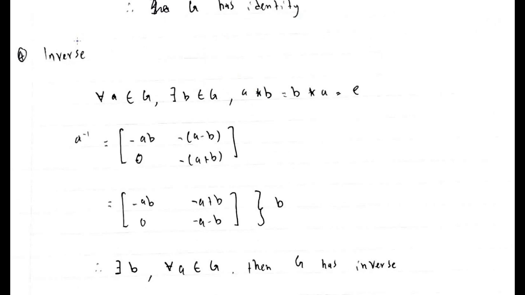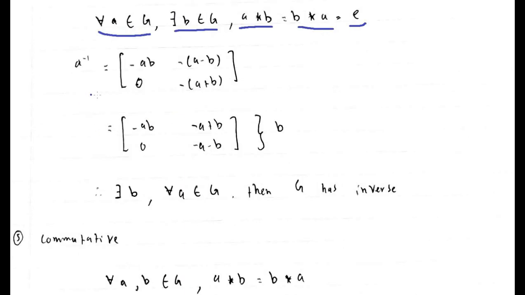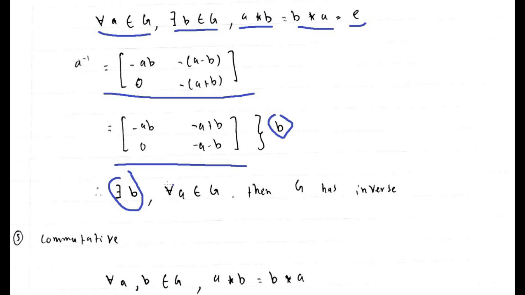So next, inverse. G has inverse when for all A elements of G and some B element of G, A times B equals B times A equals the identity. Okay, so this is the inverse of A, and then we got this, which is B. Since some element B and all elements A are elements of G, then G has an inverse.